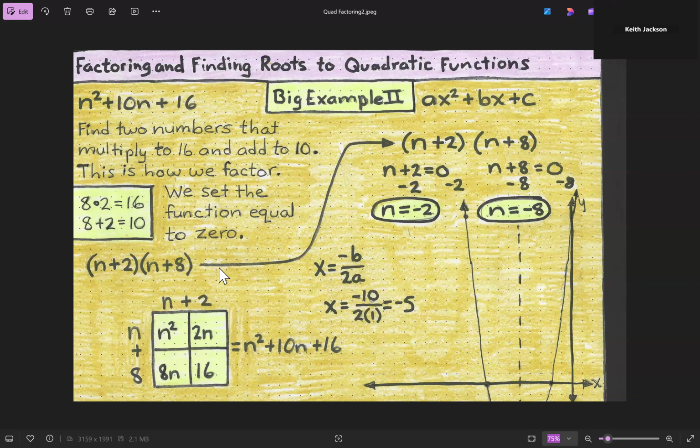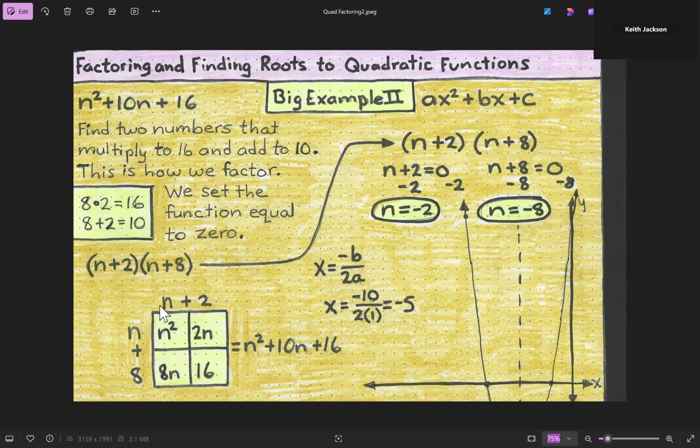setting it equal to 0. And if you want to make sure that 2 and 8 works, we're just going to use our box method to plug it in to bring us right back to our original quadratic function of n squared plus 10n plus 16. And we do that by doing this, putting n plus 2 on the top and putting n plus 8 on the side.